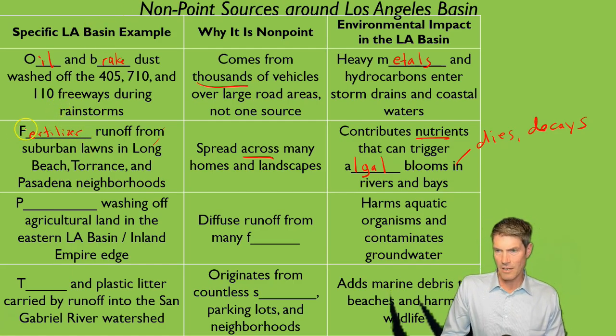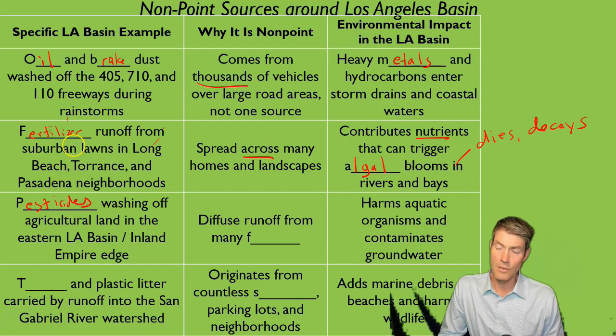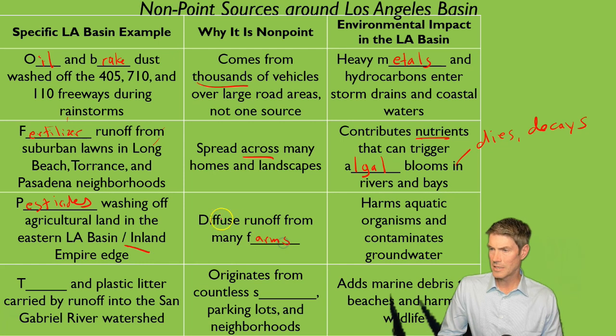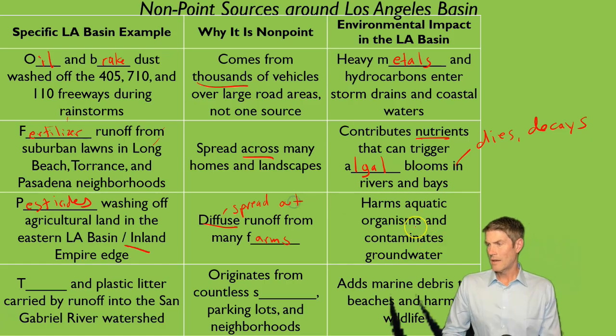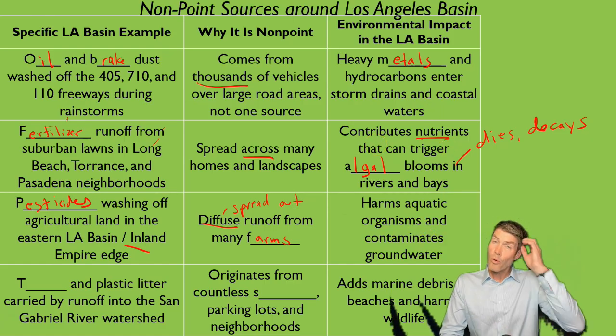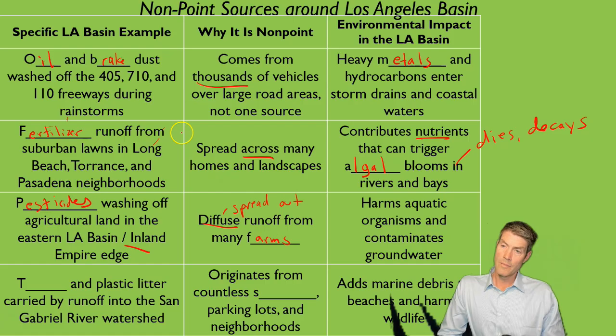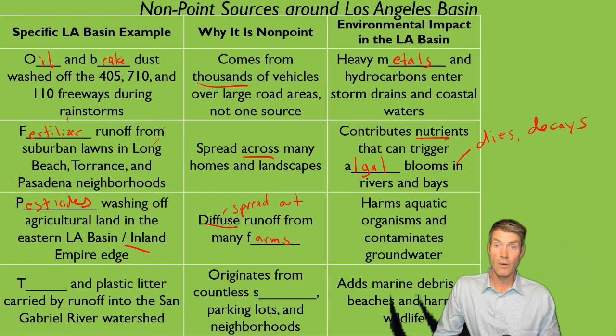Here, pesticides from agricultural land. And also, remember, people can use those at their houses too. LA Basin, Inland Empire, many farms. It's just all over the place, diffuse, meaning spread out, and it harms aquatic organisms, and can poison groundwater too. Pesticides, especially fertilizer. In the Midwest, they have a lot of trouble with poisoned groundwater because of all the fertilizer that can end up in that groundwater.